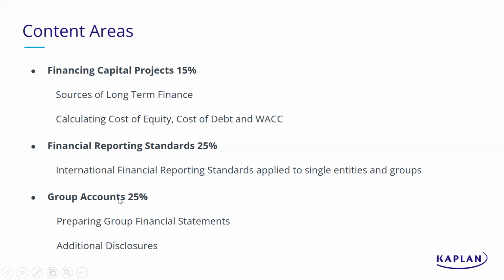And that leads us nicely into the group accounts part of the syllabus, which again is another 25%. So 15 questions focused on the preparation of group financial statements, whether that's group profit and loss, group statement of financial position, or group statement of changes in equity. And there are also some additional aspects of group accounts relating to disclosures. For example, related party transactions, transactions between parent companies and subsidiaries, for example.